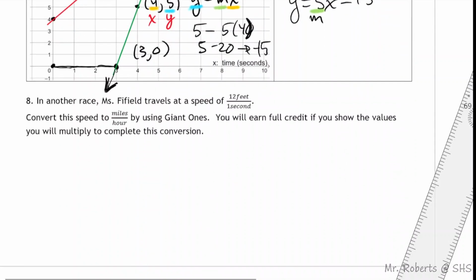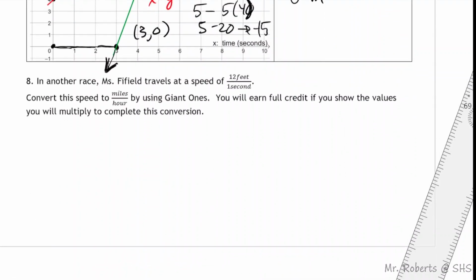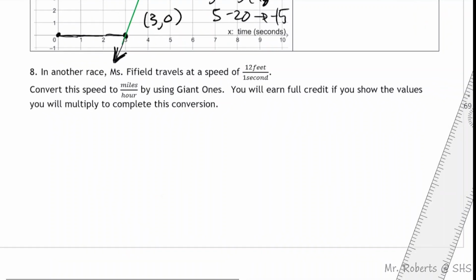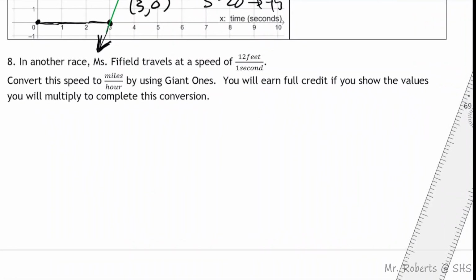Final question. In another race, Miss Fifield, she teaches CP Math 2 here at Shasta High. By the way, Mr. Woolard does teach honors Math 2, and he's a great teacher. I hope you get to have him someday. Fifield is a phenomenal teacher also. Most years she would teach honors Math 2 and CP 2. This year she's just teaching the CP 2, and probably she'll be back doing a couple sections of honors again next year.